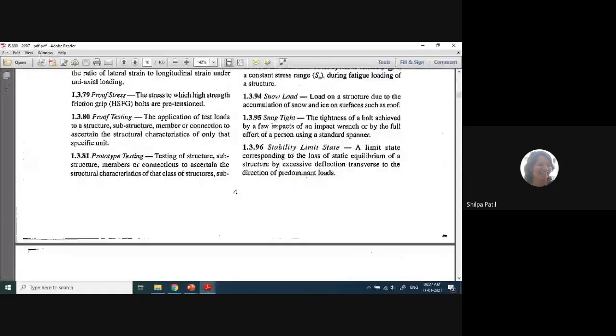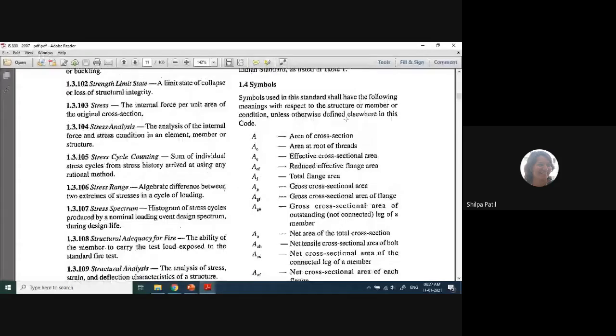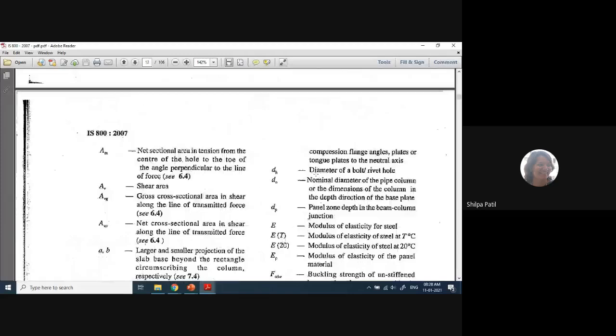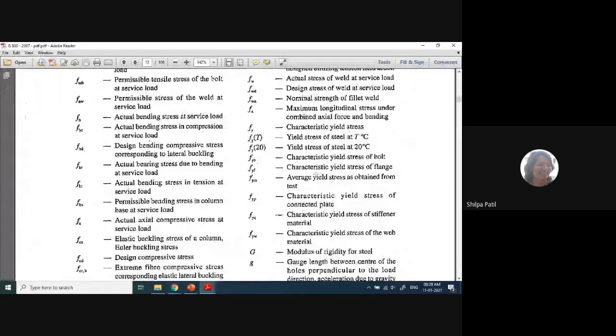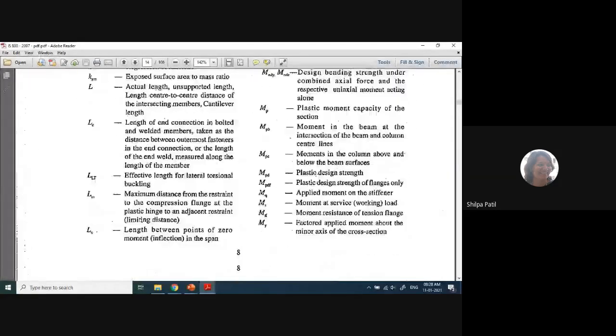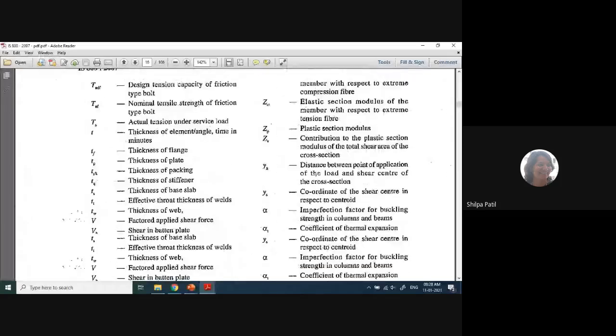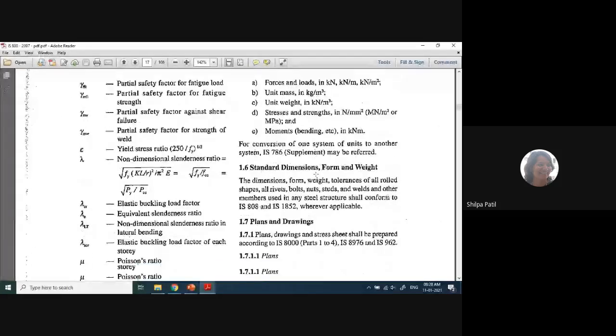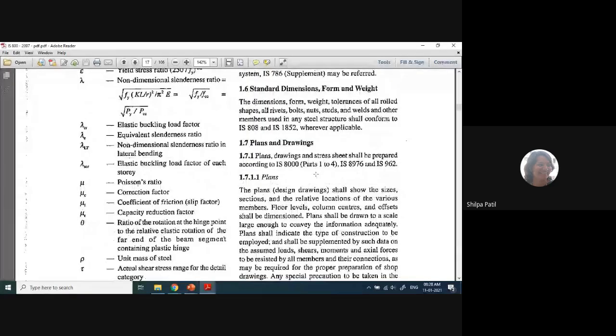Now, along with these definitions, symbols which are being used throughout the entire code are also given here. AG represents the gross cross-sectional area. In the formulas, all these symbols are used, so you must understand the meaning of each and every symbol. All these symbols are given in the code in the initial pages. Too many symbols are there because too many formulas we have to deal with when we design any steel structure.